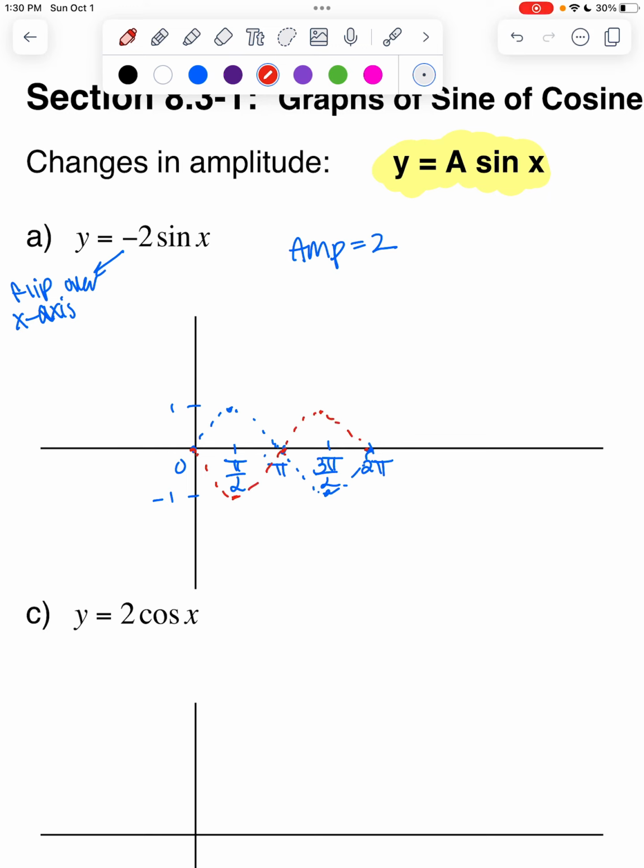It looks like here that our midline is at y is equal to 0. So with our amplitude, we're going to go all the way up to a positive 2 and then go down to a negative 2. In this case, we're going to start at 0, go down to a negative 2, back to 0, all the way up to a positive 2, and then back to 0. And this is our new function.